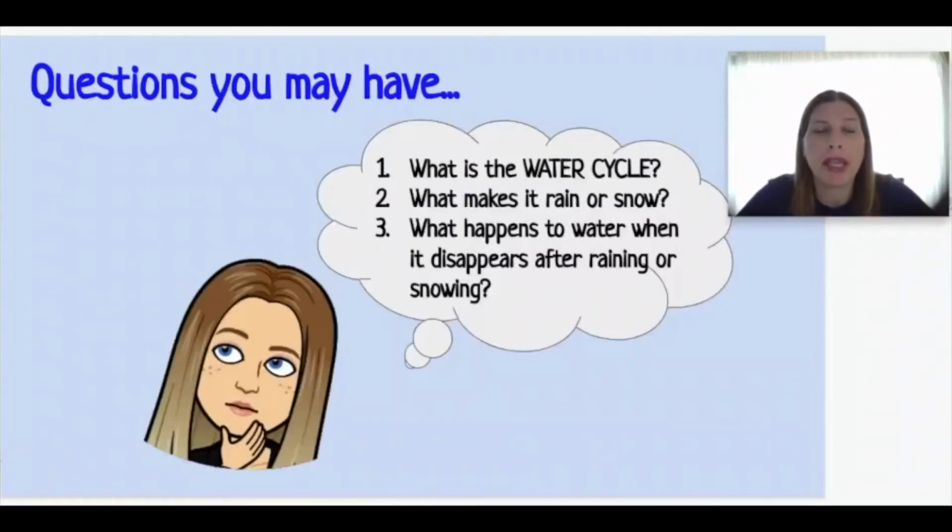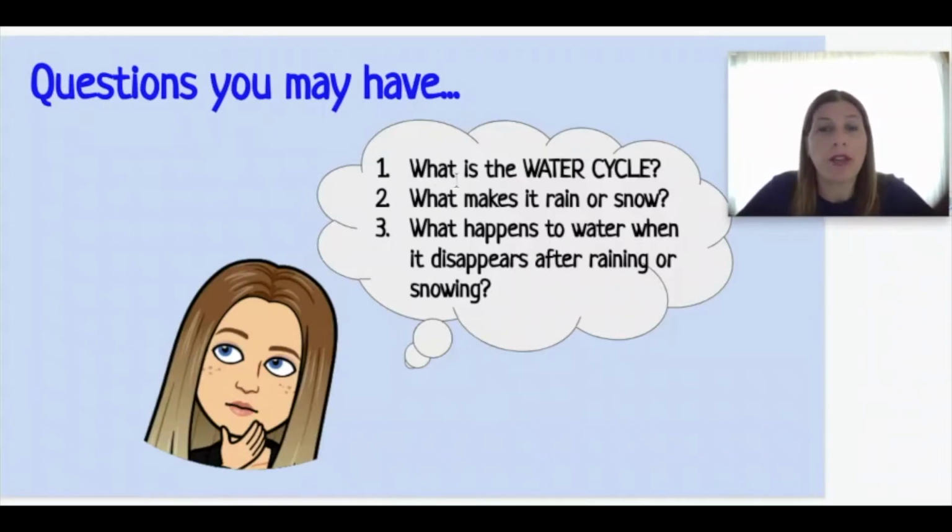Before scientists begin studying a subject, usually they have questions that they want to answer. So I tried to think of some questions that you might have about the water cycle. And by the end of my lesson with you, you're definitely going to be able to answer these questions. So let's look at them.